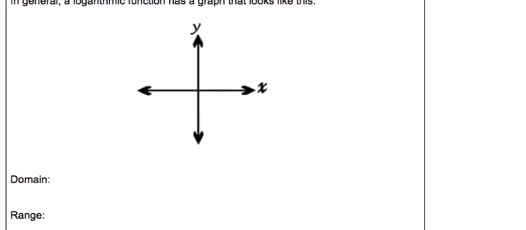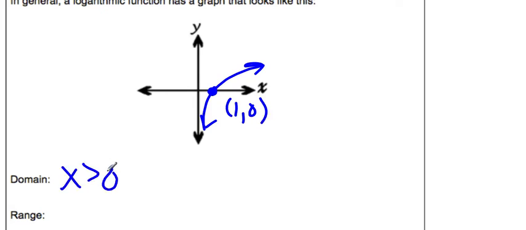In general, any logarithmic function that you have, log base 10 of x, log base e of x, which is natural log, log base 3 of x, log base 4 of x, any of those, the general shape of them is going to be like this. It is the inverse of the exponential growth. Unless we've transformed them, they are going to go through the point 1, 0. Unless we've transformed them somehow, the domain is x is greater than 0, and the range is all real numbers.